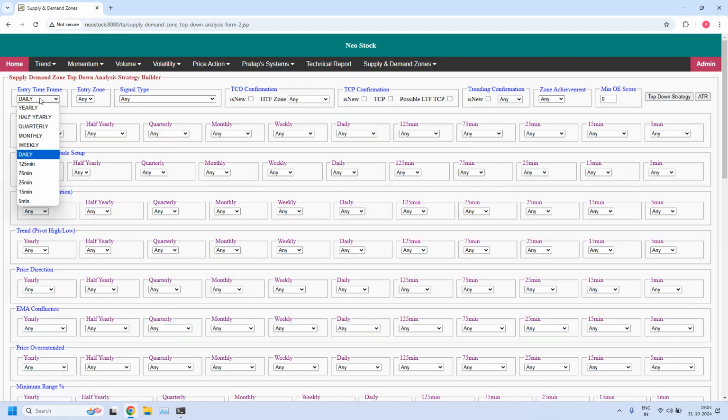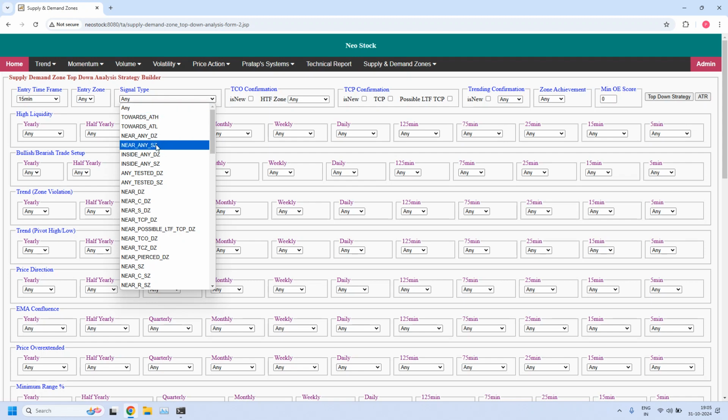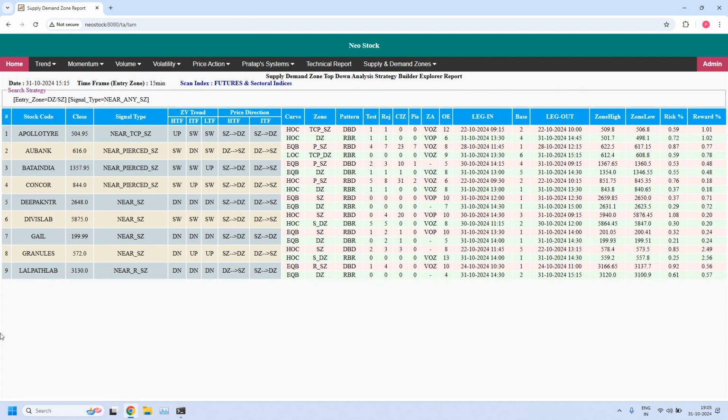Okay, next for 15 minutes time frame, let's find the stocks near 15 minutes supply zone. 9 stocks are filtered.